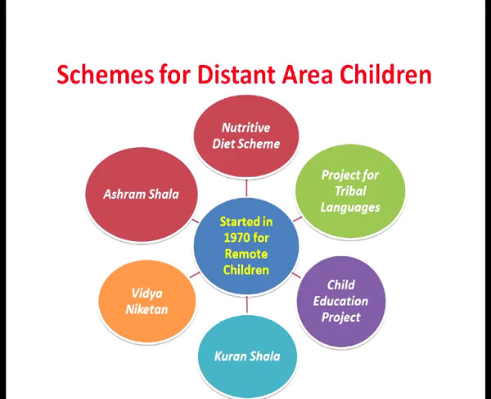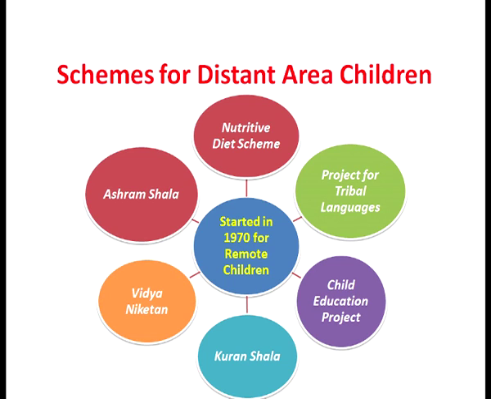to the distant areas. These schemes were started in 1970 for the remote area children, for the backward area children, and these schemes included the nutritive diet scheme, the project for tribal languages, the child education project, that is the CAPE project, then Quran Shala, Vidya Niketan was another scheme which was launched for the children belonging to the remote areas or the distant areas. Then the Ashram Shala scheme was also launched in the state of Maharashtra for the children belonging to distant areas, belonging to remote areas. So these were 6 schemes which had been launched for the education of distant area children.